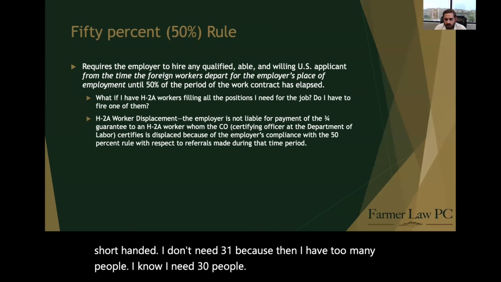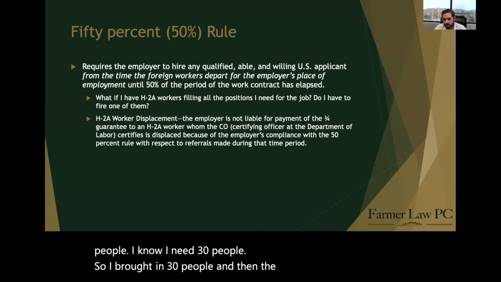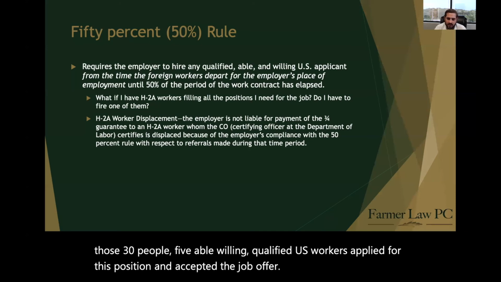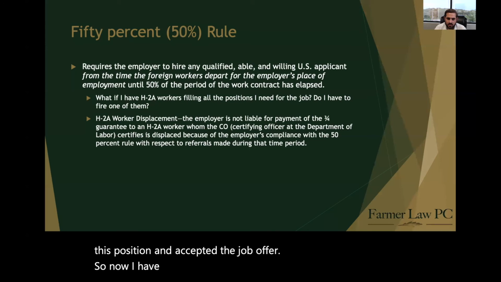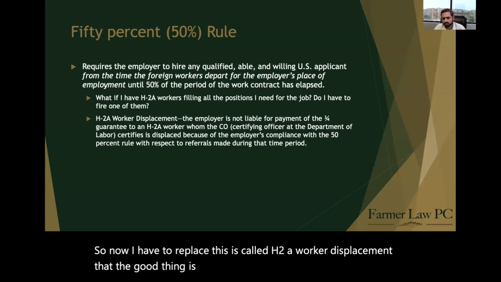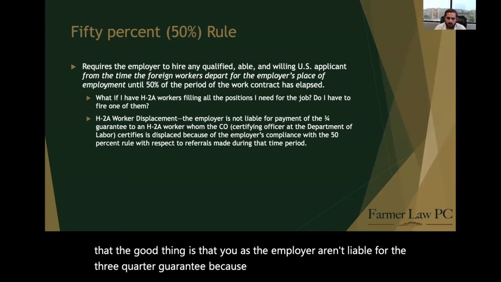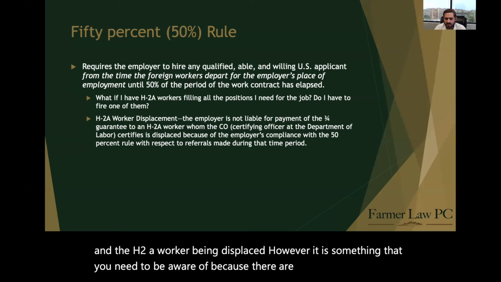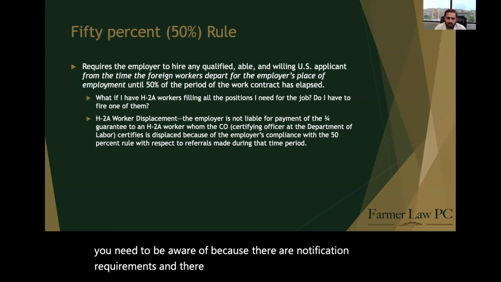So I brought in 30 people, and then the week that I brought in those 30 people, 5 able, willing, and qualified U.S. workers applied for this position and accepted the job offer. So now I have to replace, this is called H-2A worker displacement. The good thing is that you as the employer aren't liable for the 3/4 guarantee because of compliance with the 50% rule and the H-2A worker being displaced. However, it is something that you need to be aware of because there are notification requirements and document requirements that you want to make sure that you take care of.